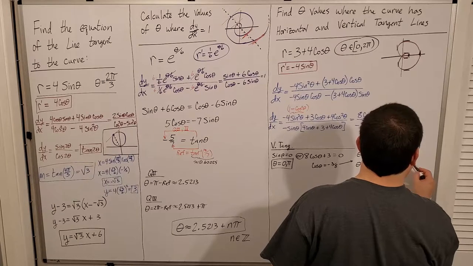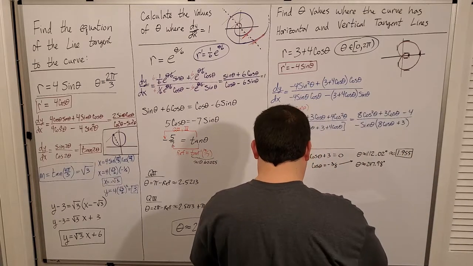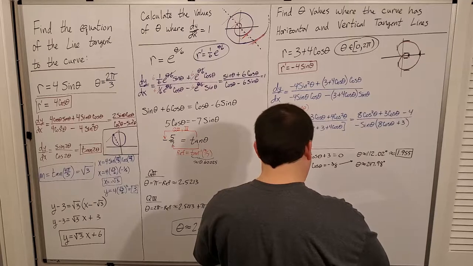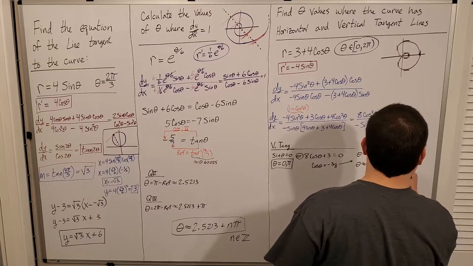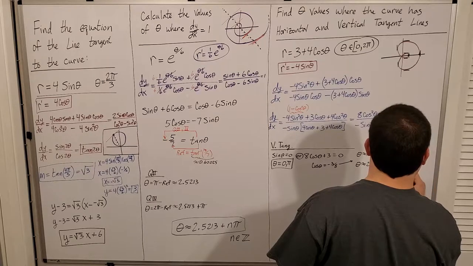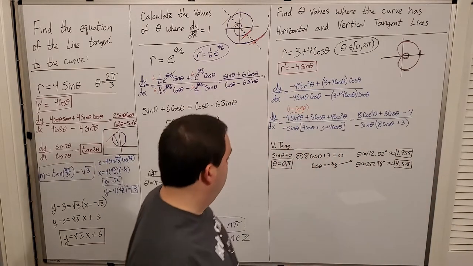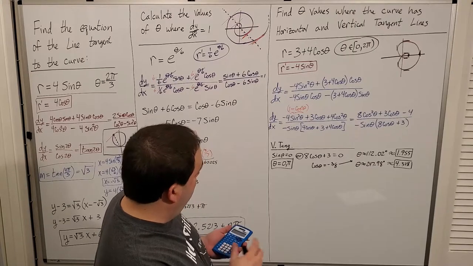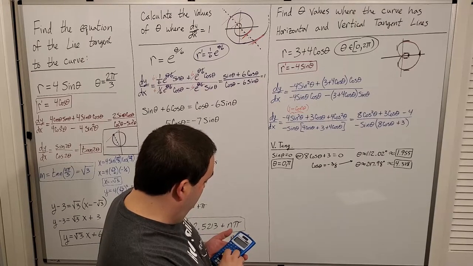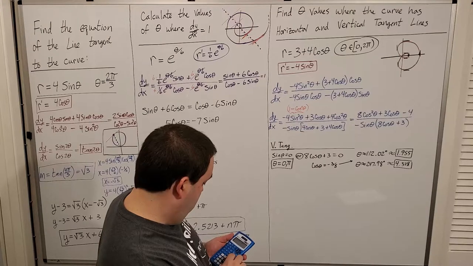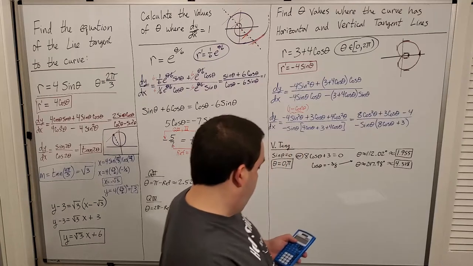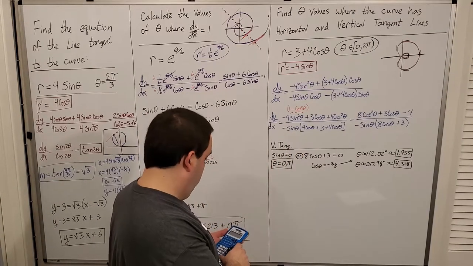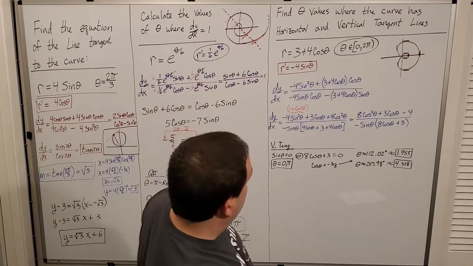In radians. Okay. And then 247.98, 4.328-ish. Of course, if I were to just leave it in radians and do my inverse cosine, 1.955, yep. Okay, so good enough.